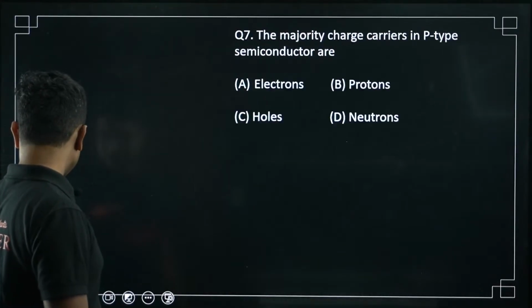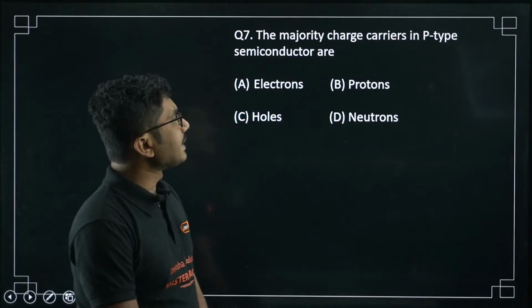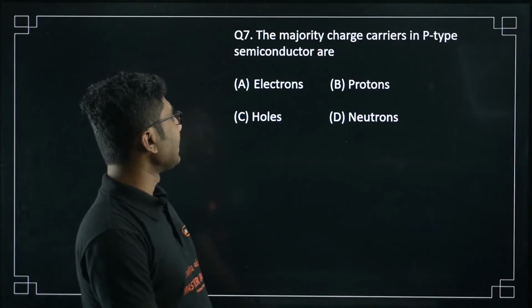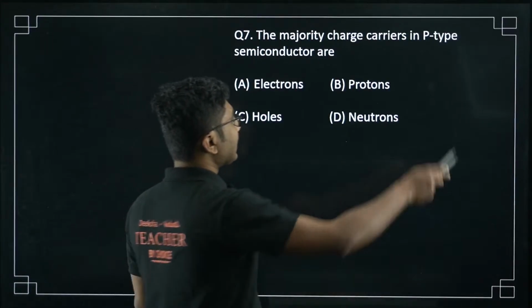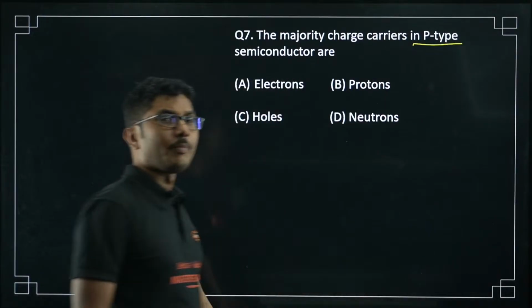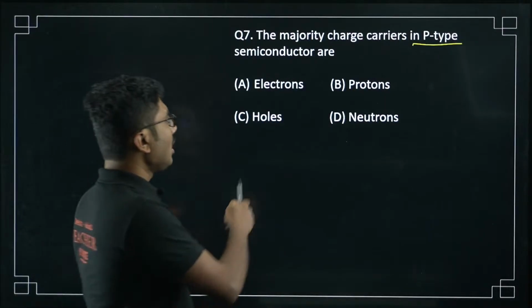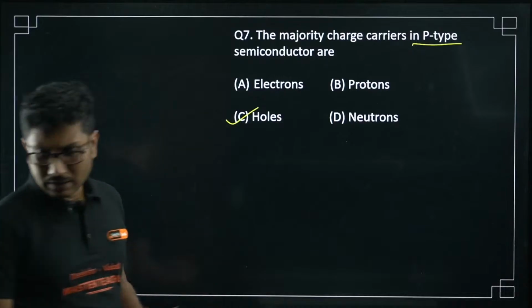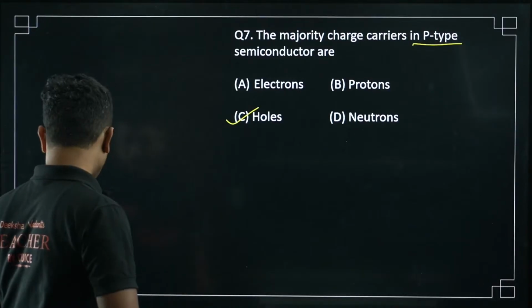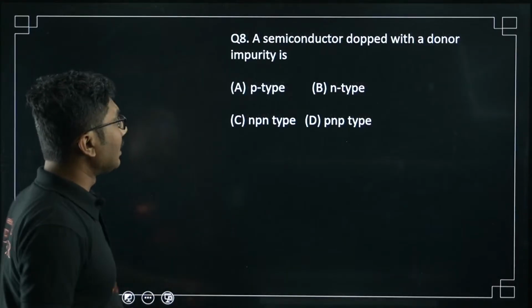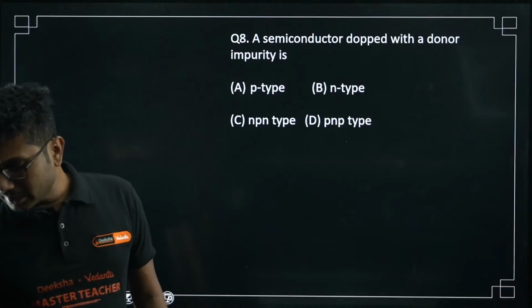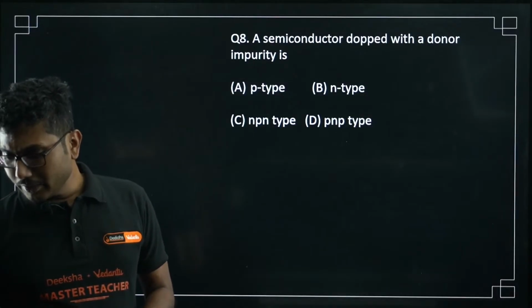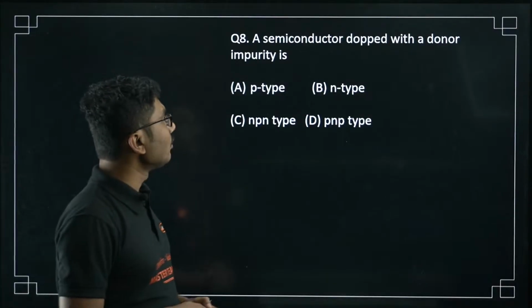Next question. The majority charge carriers in p-type semiconductors are? So p-type semiconductors, as mentioned, they basically operate on the holes. So the majority carriers are holes, right? Now let's move on. If you don't answer, I will skip on. If you want to answer, mention in the comment, okay, without waiting, so that I will go a little slower.